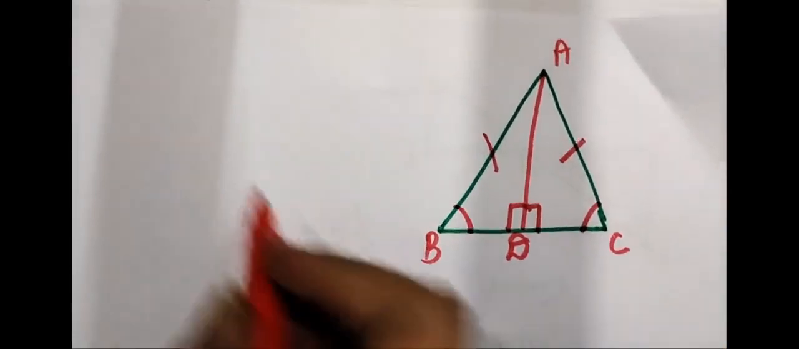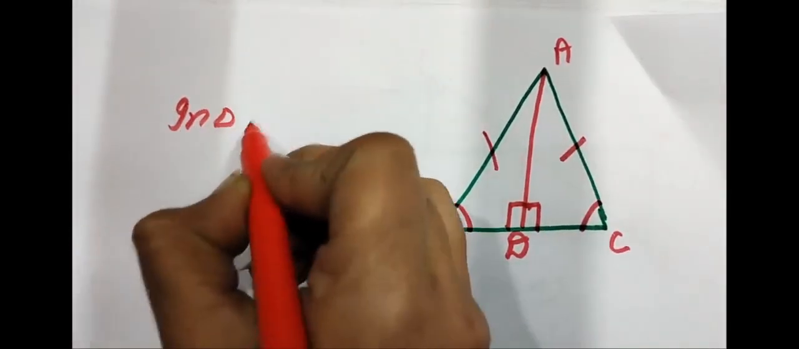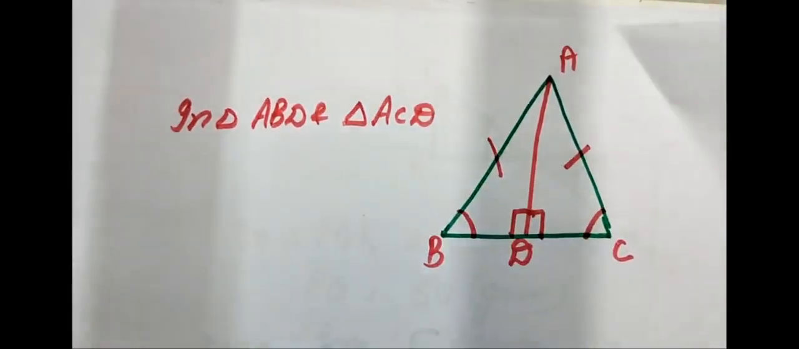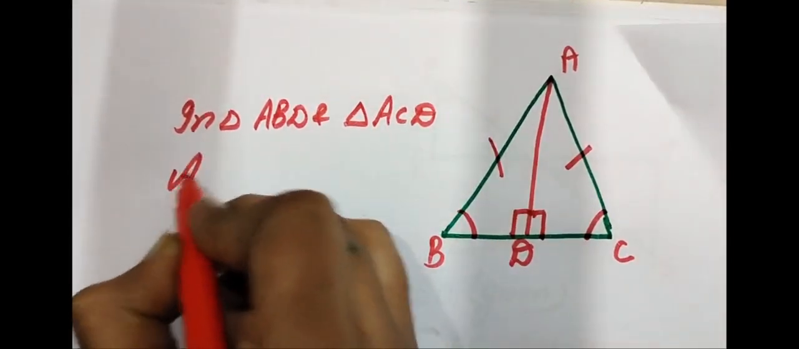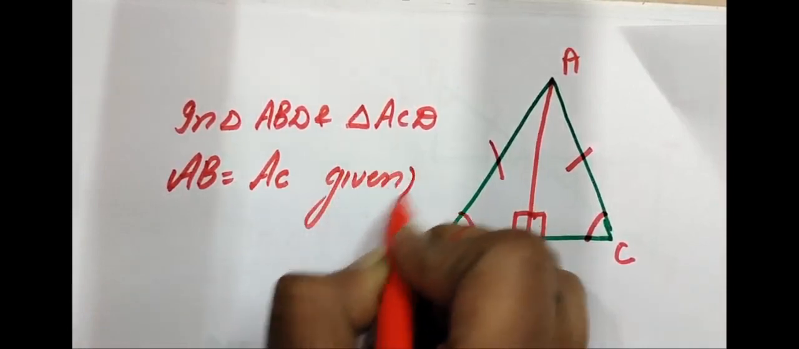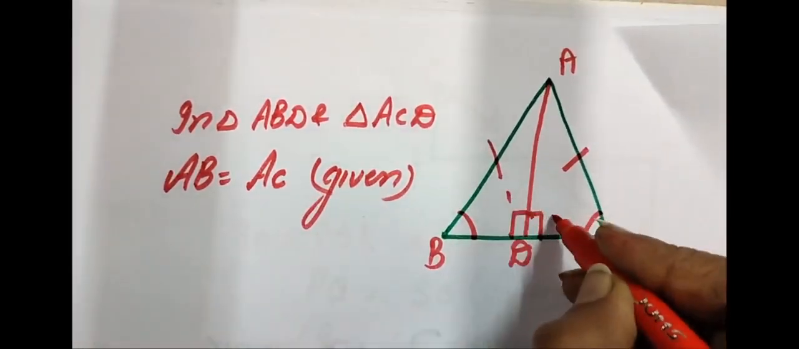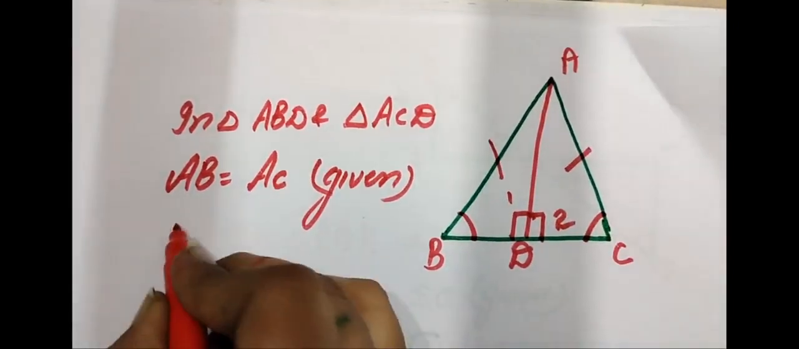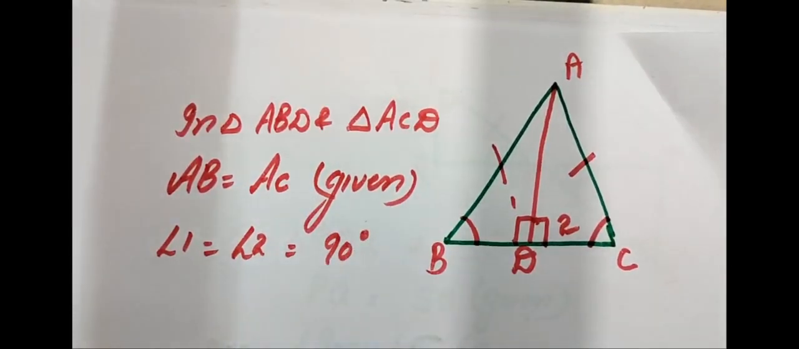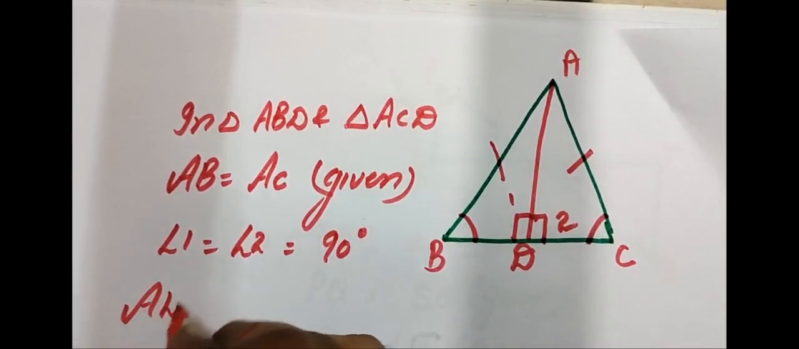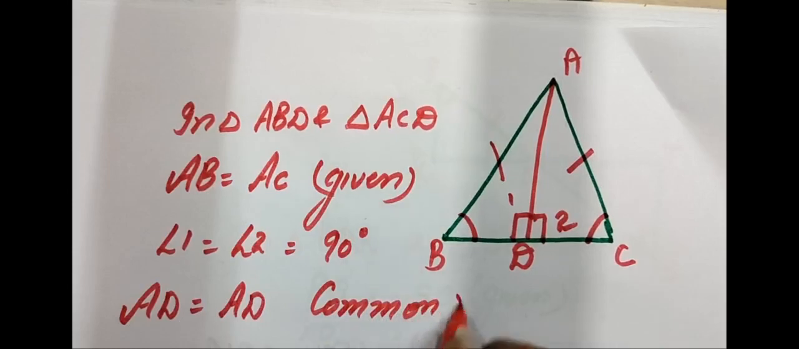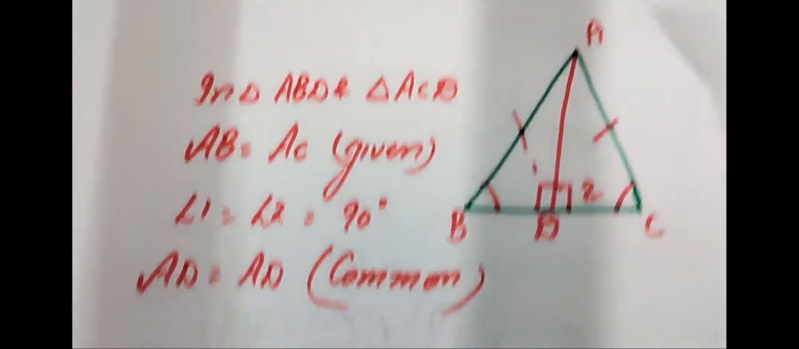So let's write down: in triangle ABD and triangle ACD, I have taken both the triangles. Here it is given AB is equal to AC. Angle 1 is equal to angle 2, that is 90 degrees, and the third condition is AD is equal to AD, that is common. So three conditions are there.